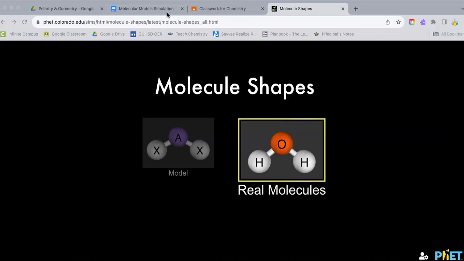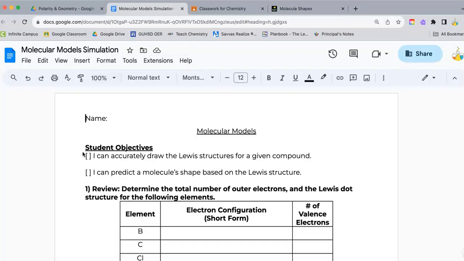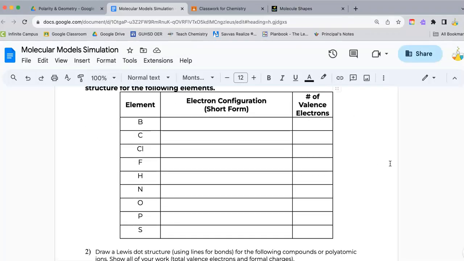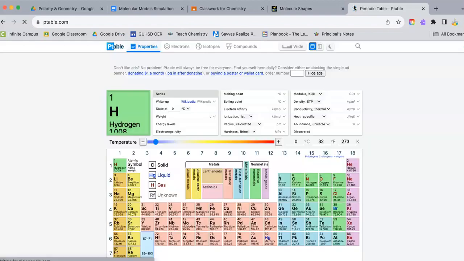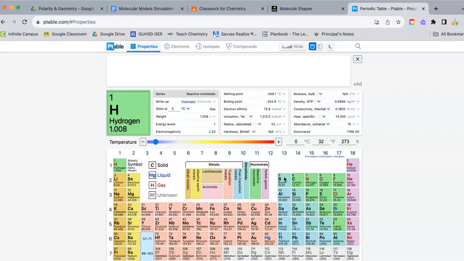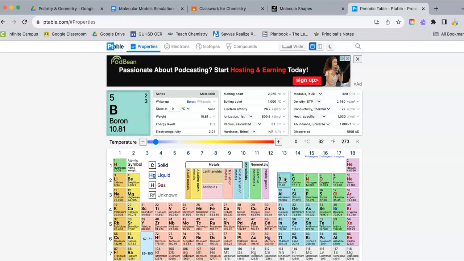So, what you are doing here is your electron configuration. You know how to do this already. That is where you have, for example, boron, B. We go to the periodic table, and it is right here. So that means we're at 1s2, 2s2, 2p1 is my electron configuration for boron.